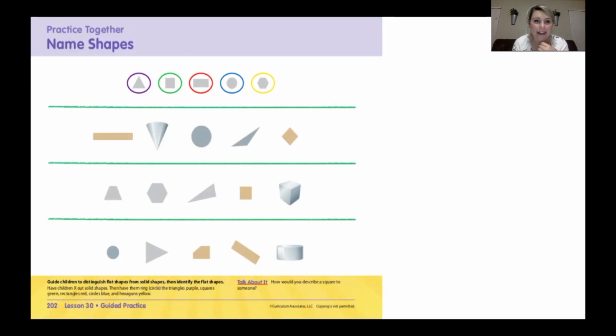It's a square. It has 4 sides, and they are all the same length. So let's count those 4 sides. 1, 2, 3, 4. 4 sides.